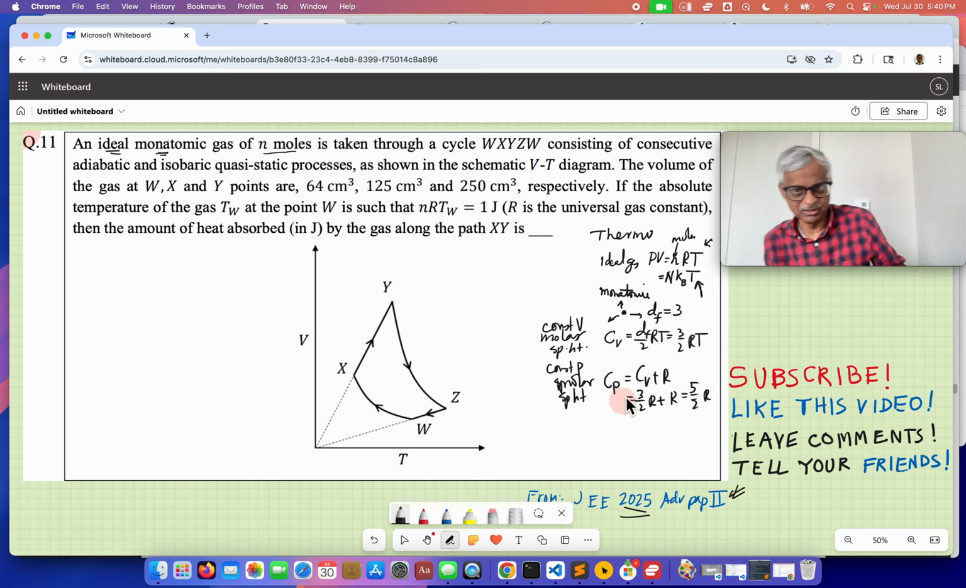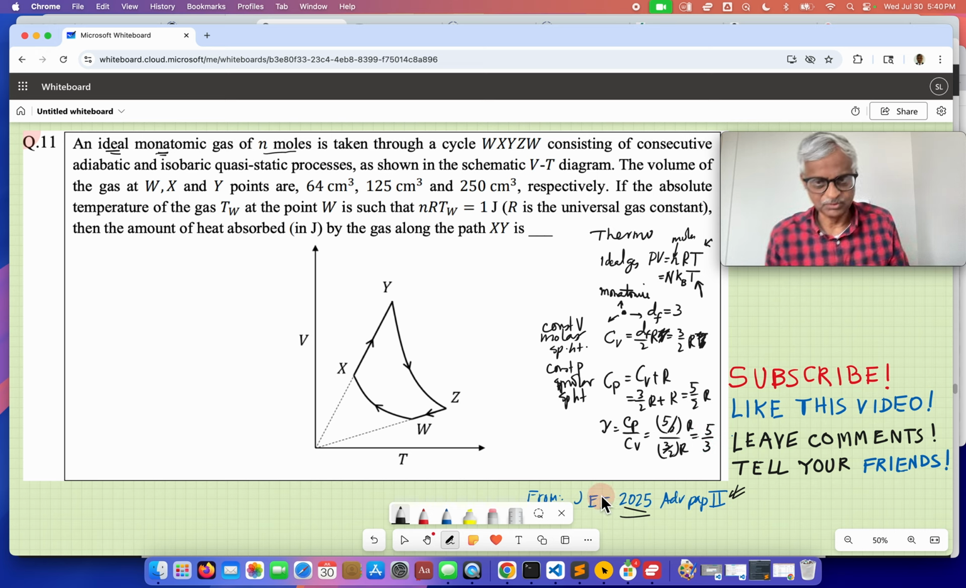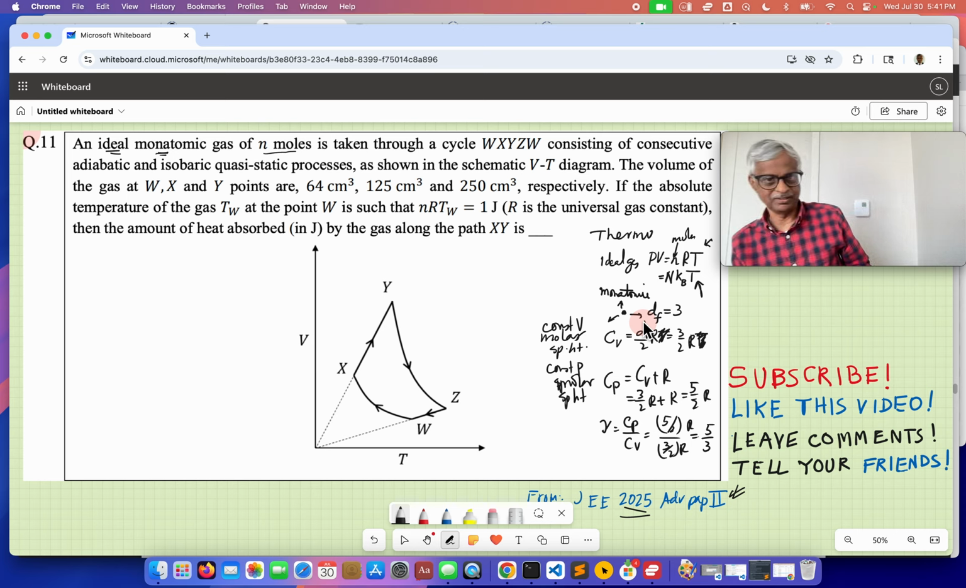We don't know which one we will need, but I think you'll need it. And gamma is Cp over Cv, not T here. I don't know why I wrote T. So it's 5/2 R over 3/2 R, which is 5/3. So these are things we are going to need, and you have to have this in your memory bank to start this problem. Okay.